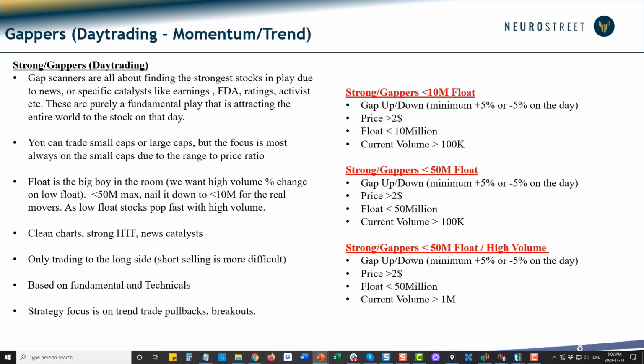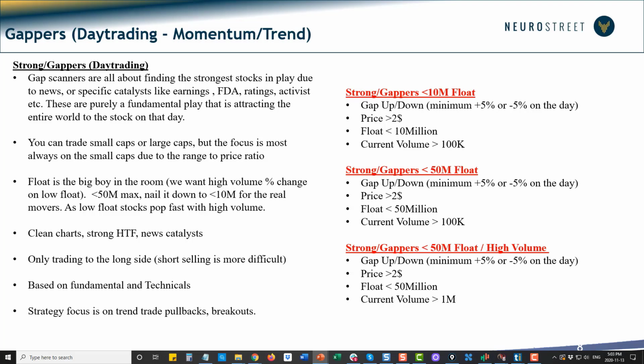You're going to have stronger catalysts, and we're only really trading to the long side for most of this, because short selling restrictions make shorting more difficult. So the concept here is we're using fundamentals and technicals, and we're always trading the directional trades: trend trades, pullbacks, and breakouts. Now, there's 3 scans here. You see it's with less than 10 million float, less than 50 million float, or less than 50 on high volume. Either one, I normally sort this all down to 1 scan.